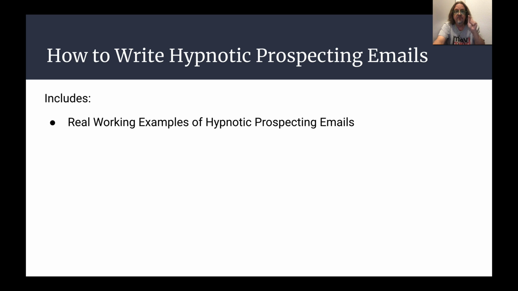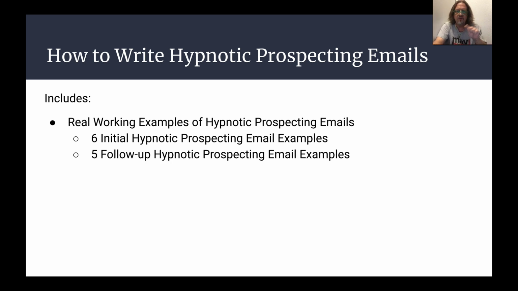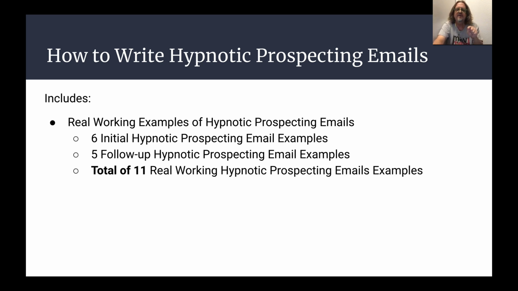And then it also includes real working examples of hypnotic prospecting emails that actually have been used and actually work. I have 6 initial hypnotic prospecting email examples and 5 follow-up hypnotic prospecting emails. Now, these are the ones you follow up with. In some cases, they're more important. The follow-ups are more important to apply the hypnotic patterns and to align with the personal preferences of your prospect in those follow-up emails. So I have a total of 11 of these real-life working hypnotic prospecting email examples, and I have actually shared these and used these and received over $1,000 for these. Okay, just by themselves. Now, in this course, they're all included.